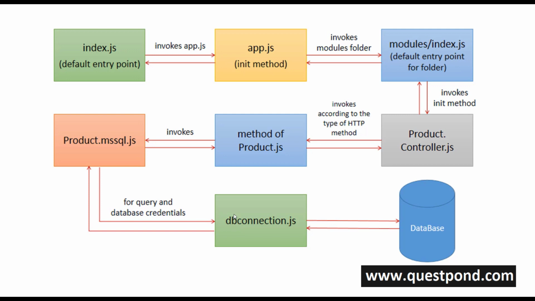So the database will respond and send back to the DB connection through that product MS SQL, then again it flows to the controller and then back to the client. Making sense? This is how our request will flow in that Node.js application.